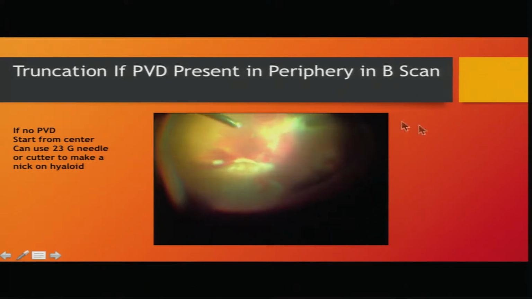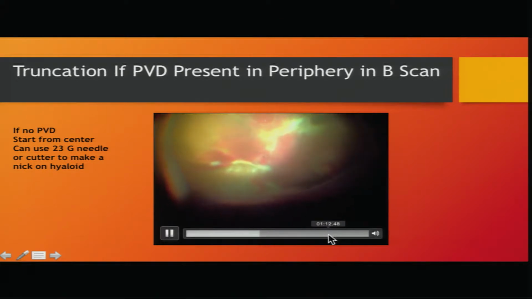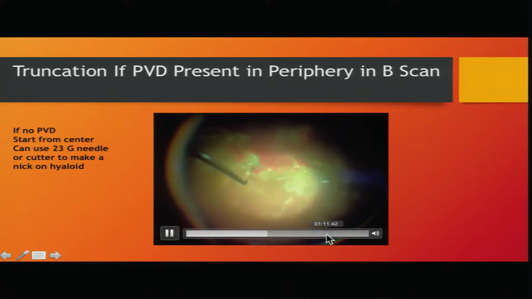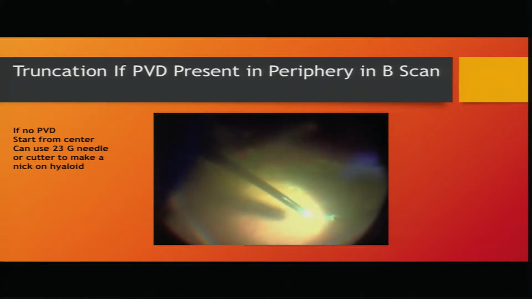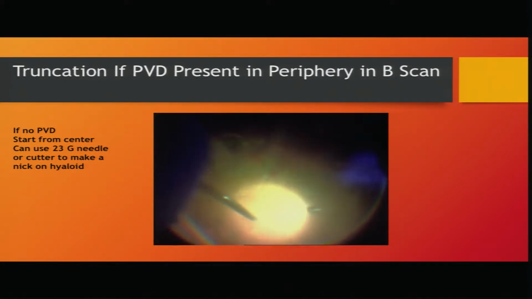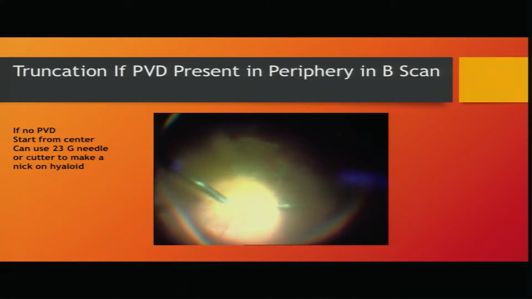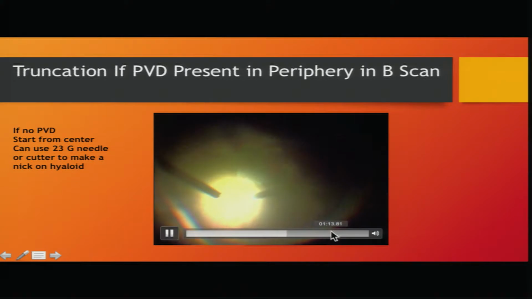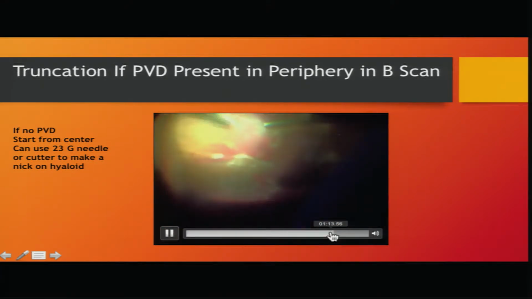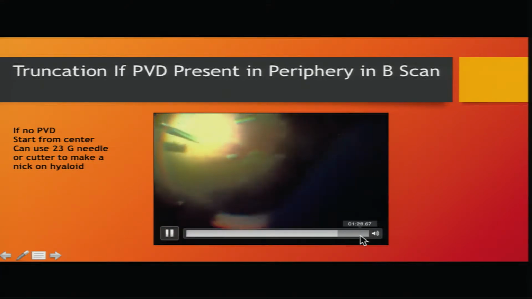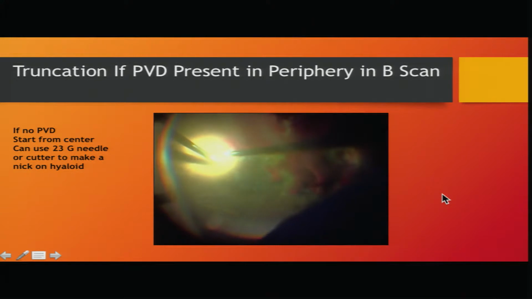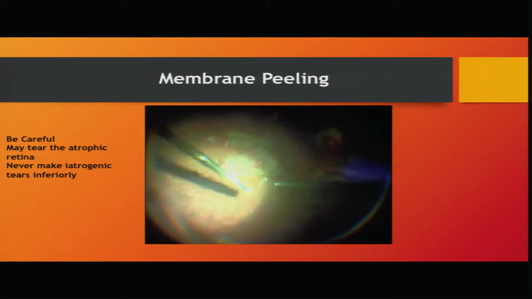Nowadays, we don't use a second instrument because of the small gauge vitrectomy systems. So once you debulk the vitreous before going near the retina, as already discussed, then if the hyaloid is separated, in that area you can make an opening, as much as possible. The experience will tell you when to stop before doing damage. All of us learn from our mistakes only. So truncation if PVD is present.